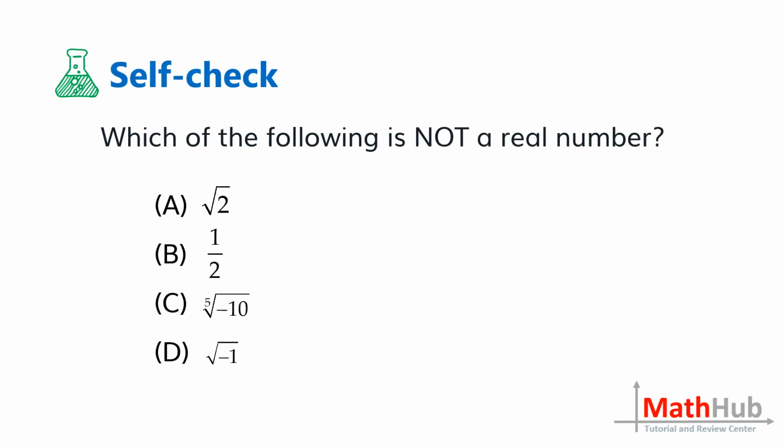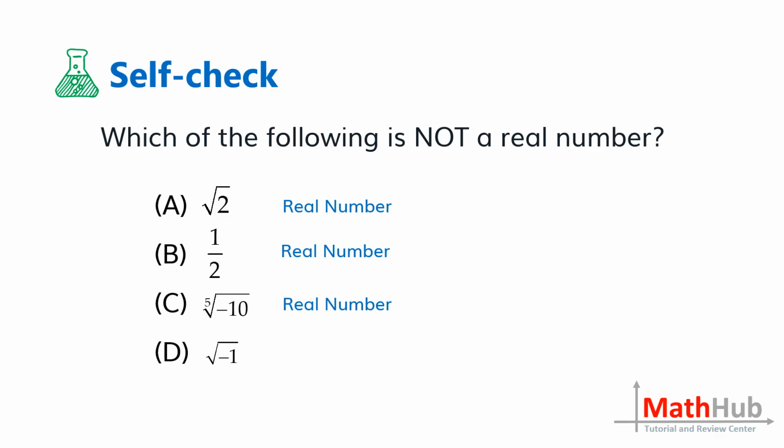For the first one, which of the following is not a real number? Square root of 2. Is that a real number or not? Recall that square root of 2 is an irrational number, so therefore it is a real number. Letter B, 1/2, is a rational number, therefore it is a real number also. For letter C, fifth root of -10, recall that if the index is odd, the number inside the radical sign is negative, it is still a real number.